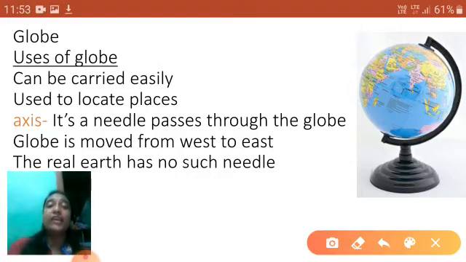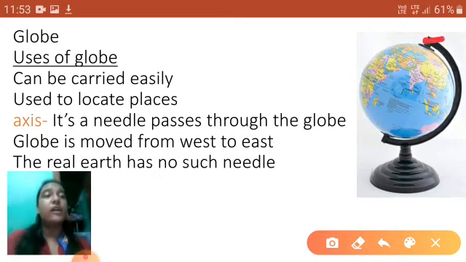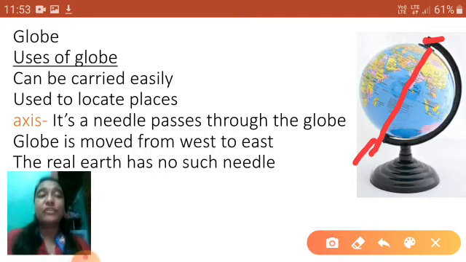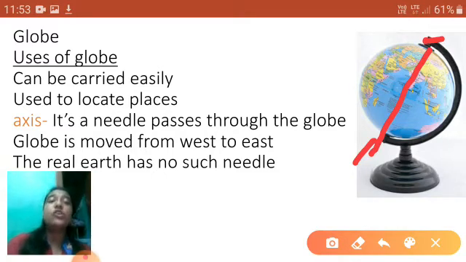You can see this thing over here, an axis. See, a needle is inserted inside and it has come outside. So this is the axis from north pole to south pole. This is nothing but a needle that passes through the globe. But in the original earth, do you have such a needle? No, you don't have such a needle. Earth will always move, or the globe is always moved, from west to east.